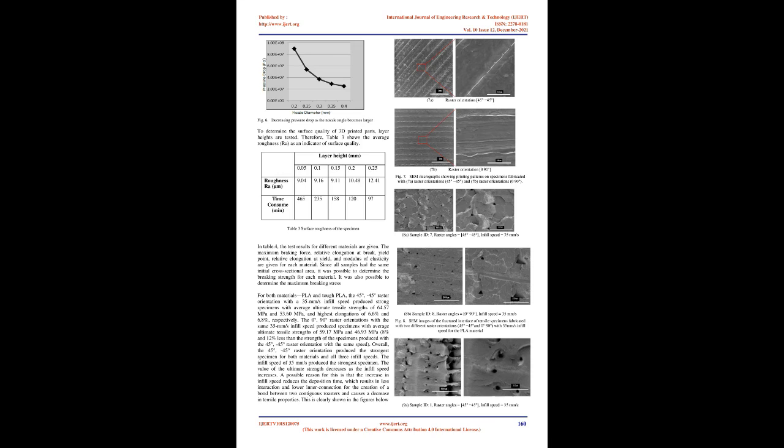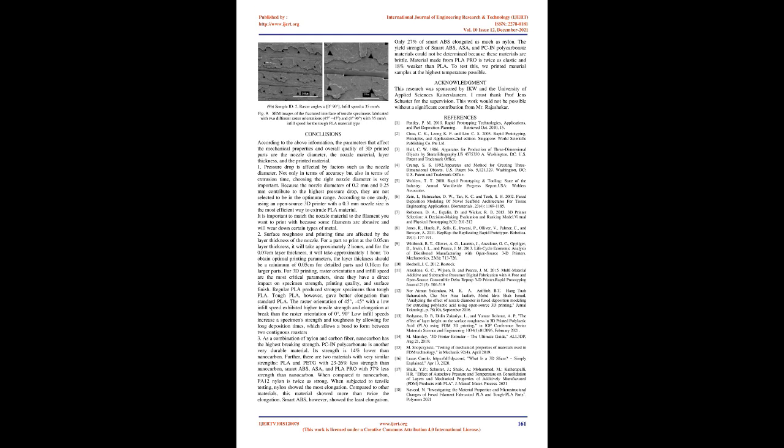Conclusions. According to the above information, the parameters that affect the mechanical properties and overall quality of 3D printed parts are the nozzle diameter, the nozzle material, layer thickness, and the printed material. 1. Pressure drop is affected by factors such as the nozzle diameter. Not only in terms of accuracy but also in terms of extrusion time, choosing the right nozzle diameter is very important. Because the nozzle diameters of 0.2 mm and 0.25 mm contribute to the highest pressure drop, they are not selected to be in the optimum range.